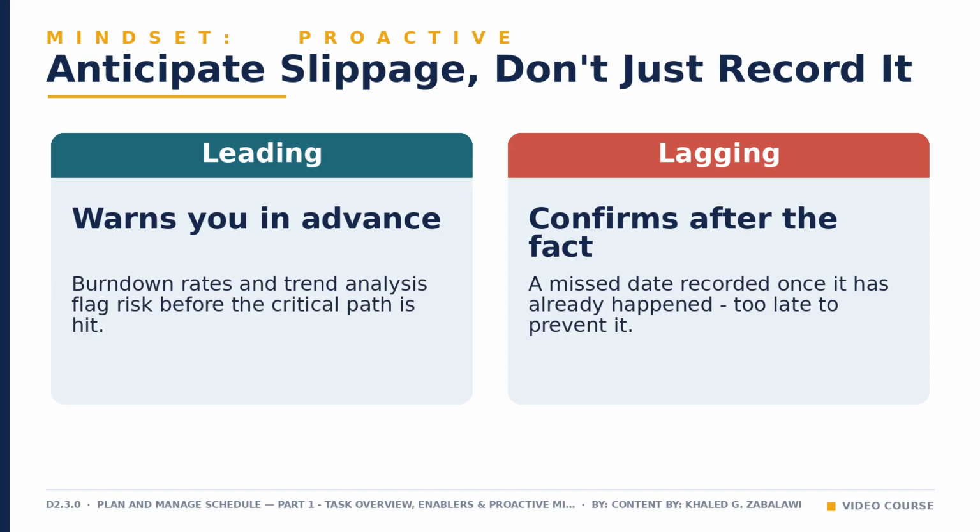One qualifier matters here. Spotting a lead indicator only helps if you actually act on it before the critical path is impacted, and if that action is worth its cost. Watching a trend drift and doing nothing is not proactive. It is just early awareness of a delay you still allowed to happen.